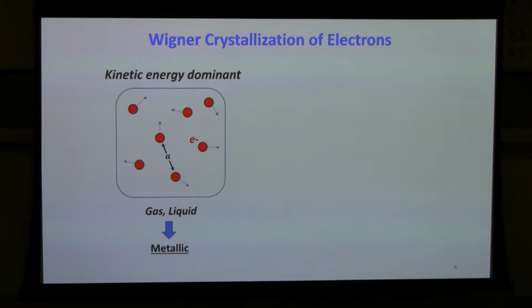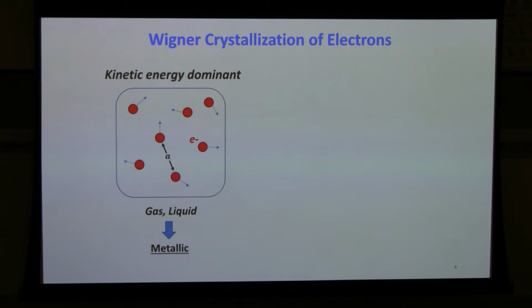So let's start out with what is a Wigner crystal? Well, a Wigner crystal is a crystal of electrons. So if you can get the electrons to crystallize like ice, that's what a Wigner crystal is. And it's actually kind of tricky to do. Most electronic systems are not Wigner crystals.